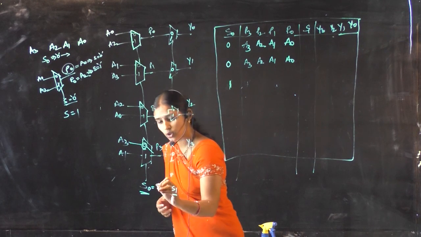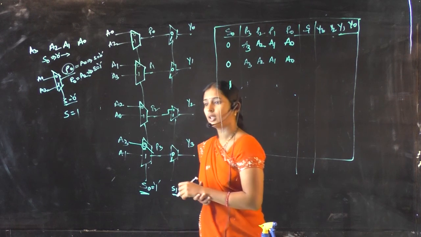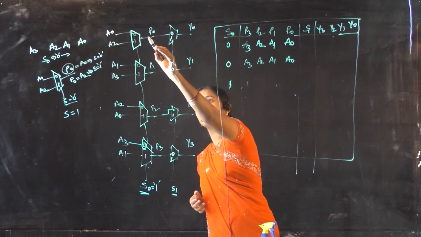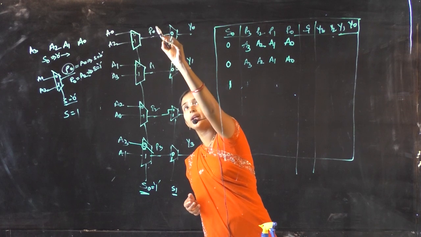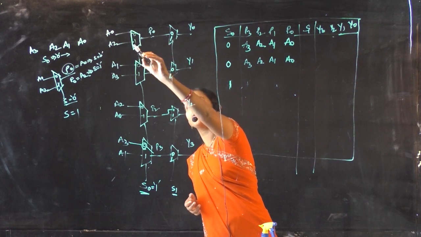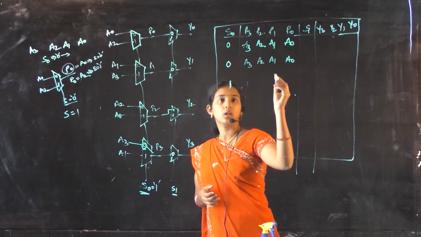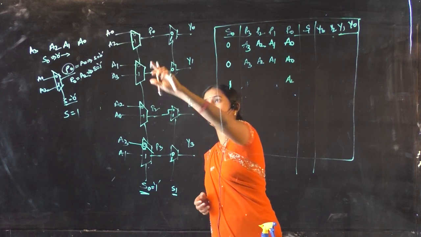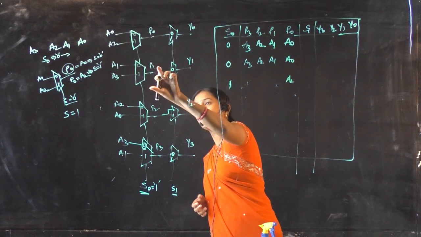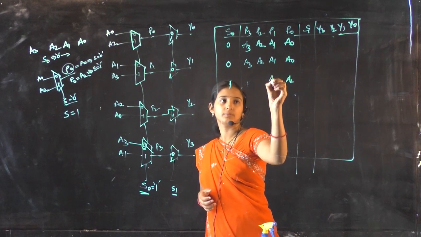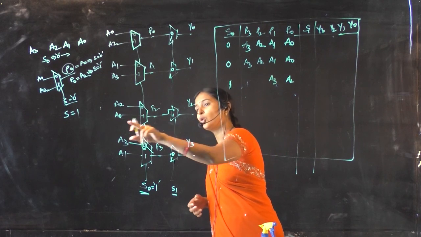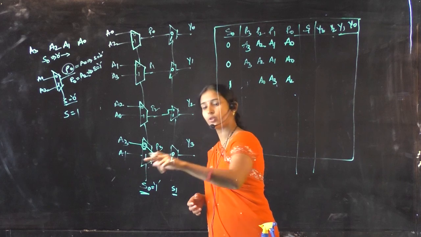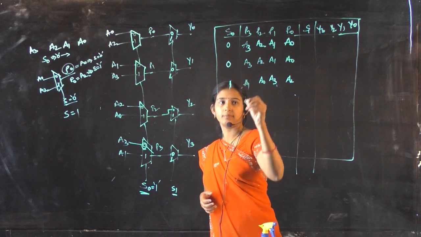Now I am taking the selection line as 1. If the selection line is equivalent to 1, what happens? What will be the output at P naught? P naught output will be A2, and P1 output will be A3. P2 output will be A naught. P3 output will be A1.